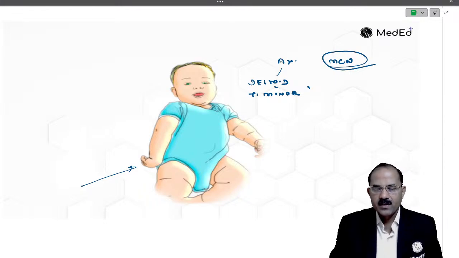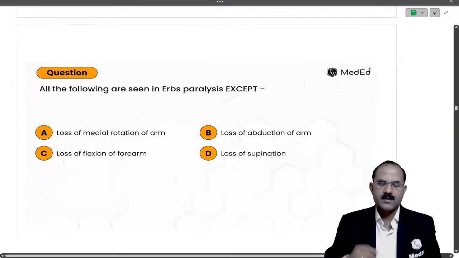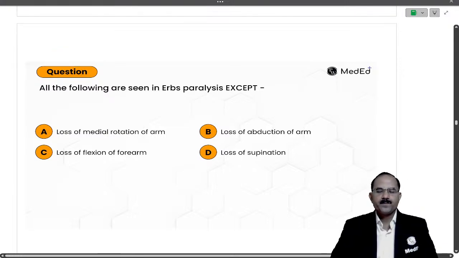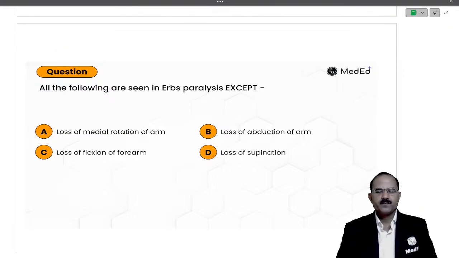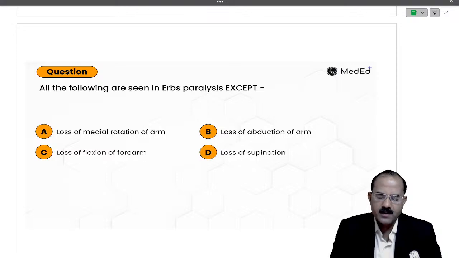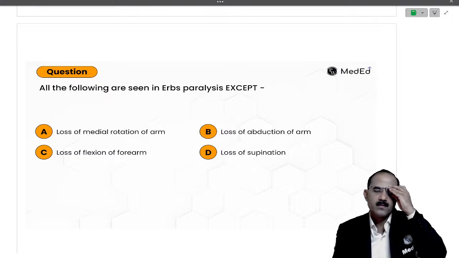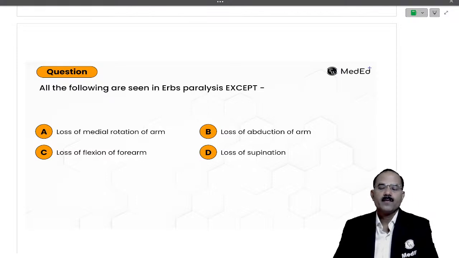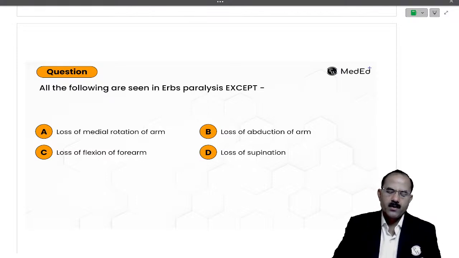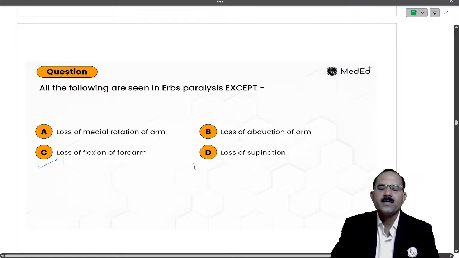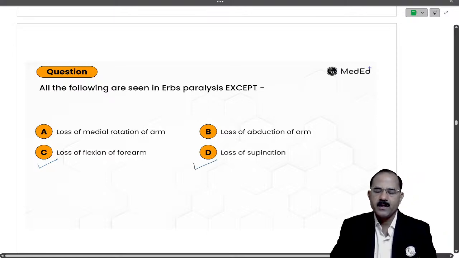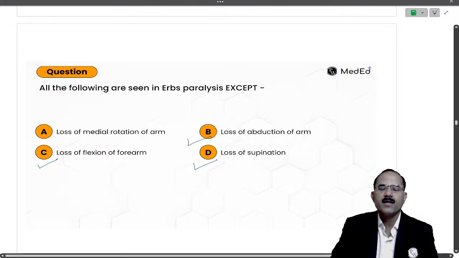Yes? Answer this MCQ. All the following are seen in Erb's paralysis except. Answer this. Loss of flexion is correct. Loss of supination is correct. Loss of supination is correct, no? Loss of abduction is correct.